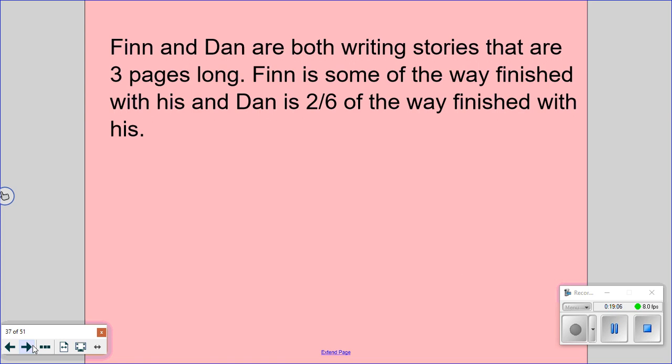Finn and Dan are both writing stories that are 3 pages long. Finn is some of the way finished with his. Dan is 2/6 of the way finished with his. What are we wondering now? Mason, what are you wondering now? How long are the books? We know how long the books are.